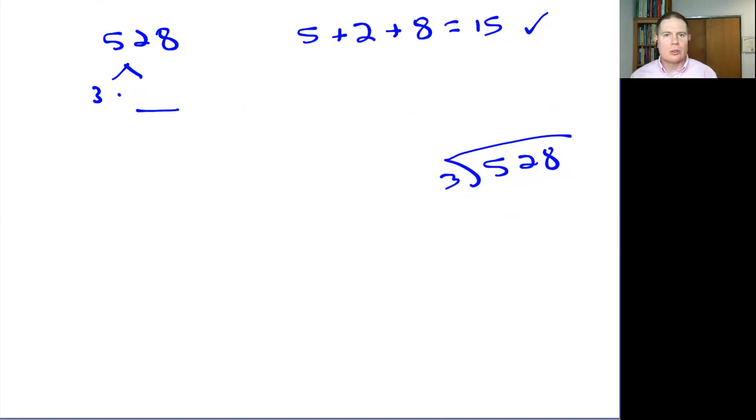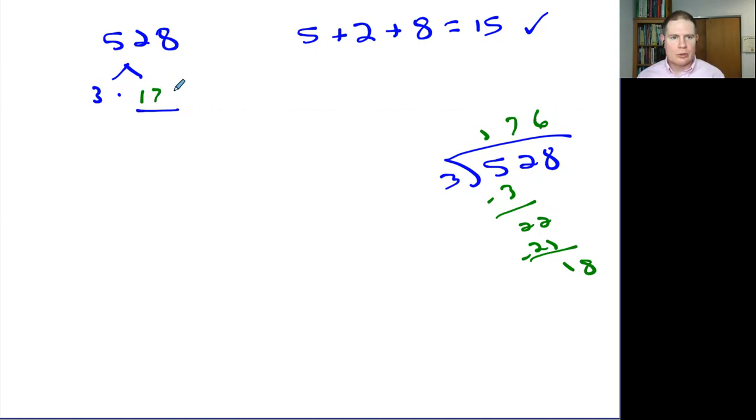So switch colors here. 3 goes into 5 once. 3 times 7 is 21. And 3 goes into 18 6 times. So 3 times 176. Okay, that worked out. 3 was a factor, and there's that factor pair that multiplies to get 528. Maybe I want to take out another 3.